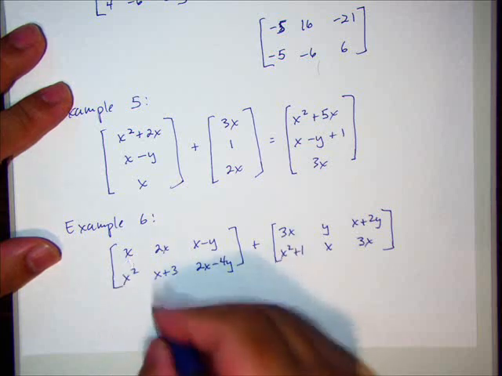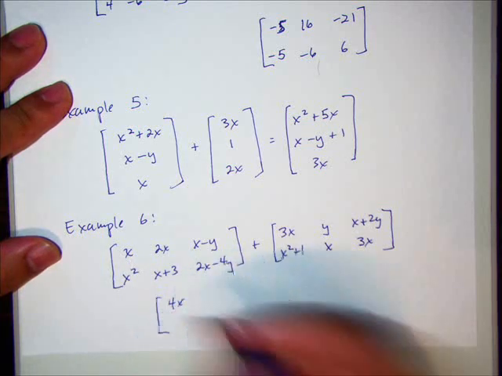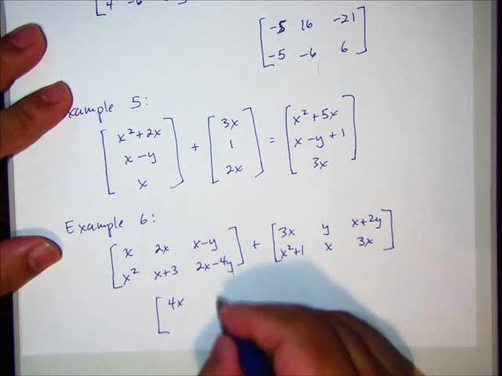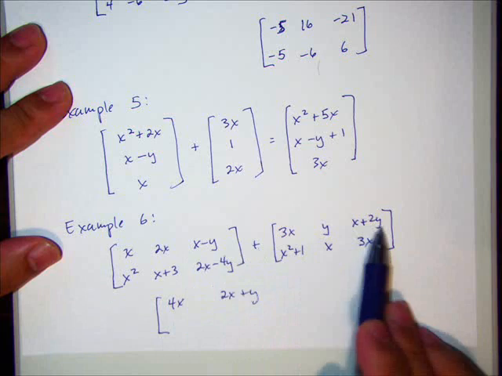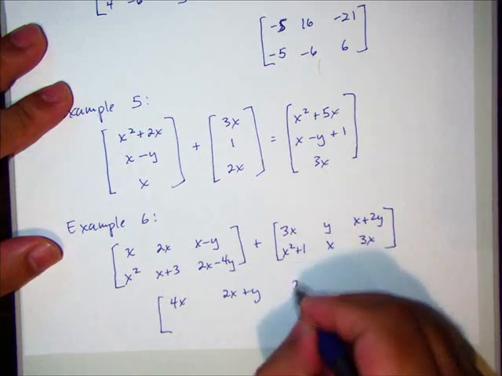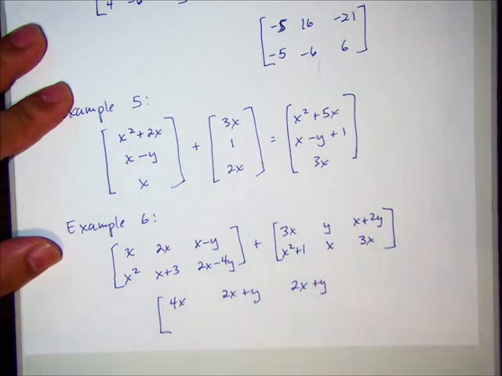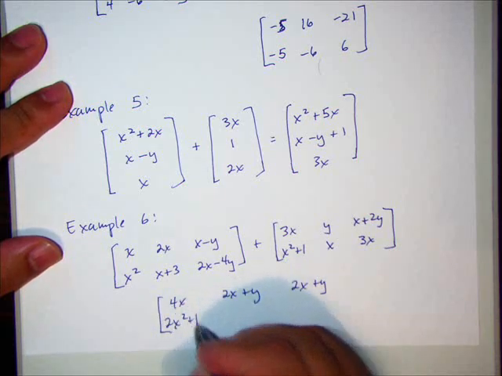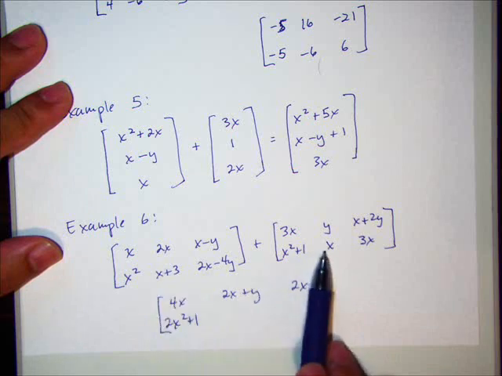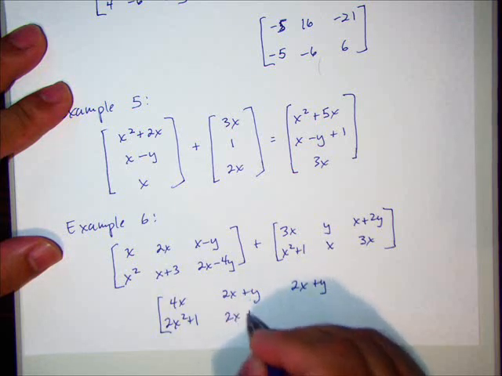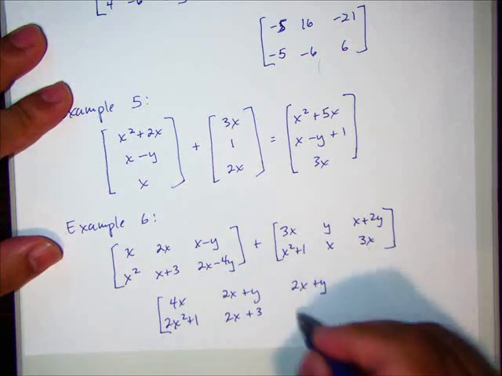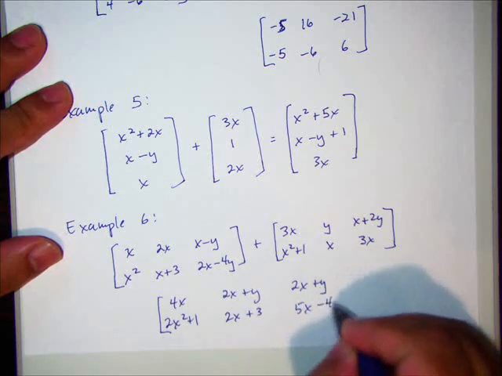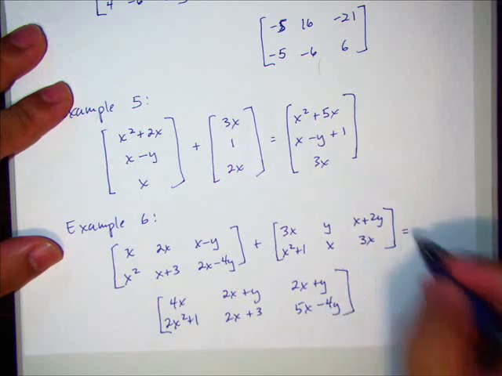So it's x plus 3x, making 4x, 2x plus y, x minus y plus x plus 2y is going to give me 2x plus y. X squared plus 1 is 2x squared plus 1. X plus 3 plus x is 2x plus 3. And 2x minus 4y plus 3x gives me 5x minus 4y.